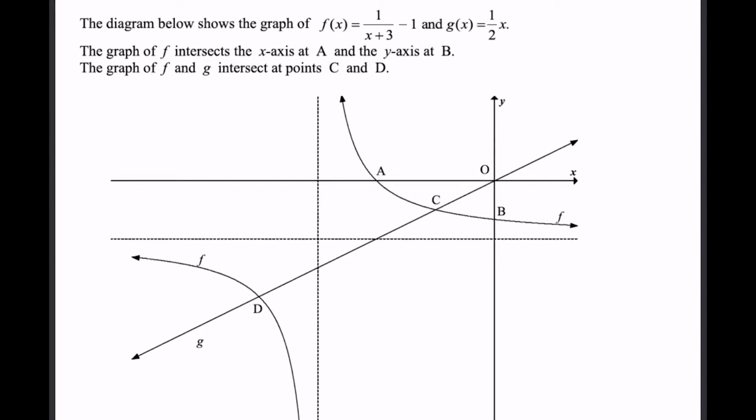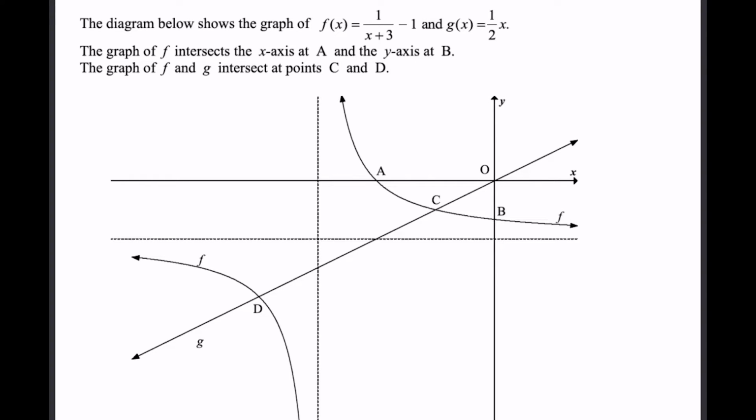So if we look at the question, the diagram below shows the graph of f(x) = 1/(x + 3) - 1, and g(x) = 1/2 x. The graph of f intersects the x-axis at A and the y-axis at B. The graph of f and g intersect at points C and D.